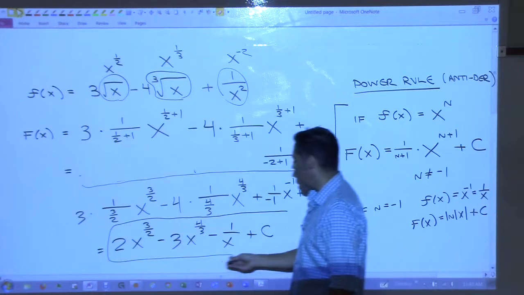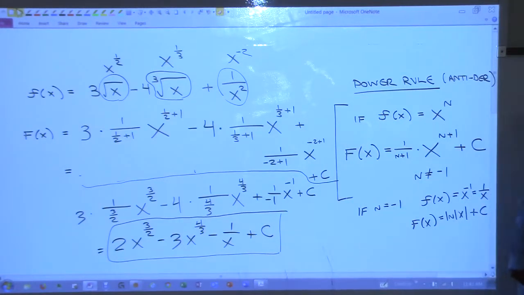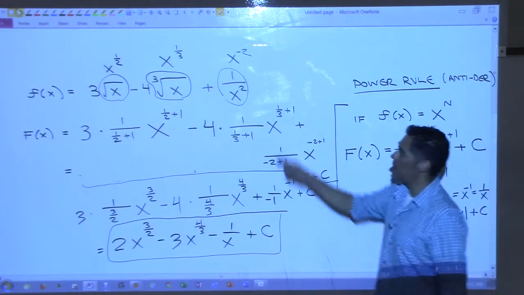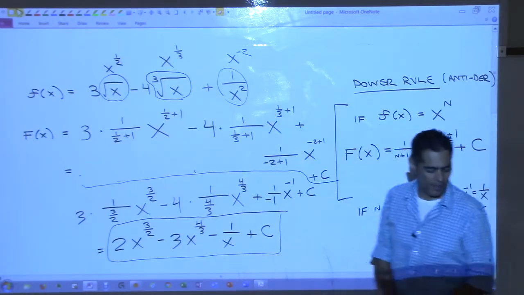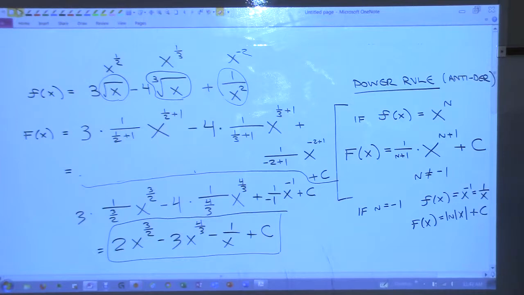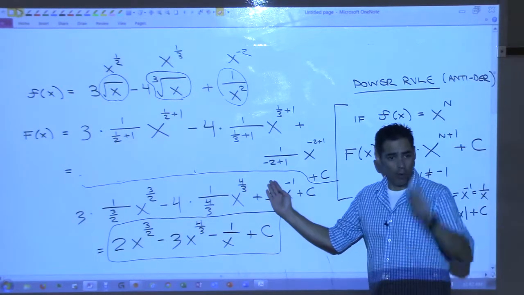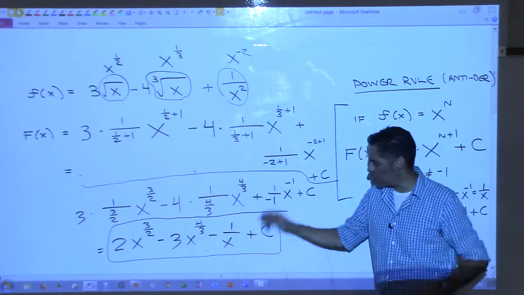Now, how do we know we're right? We can take the derivative of that, right? If we take the derivative of that, we better get this. Yes? What happened to the x to the negative 1 power? X to the negative 1 is 1 over x. Oh, you just dropped it. So I just dropped it.